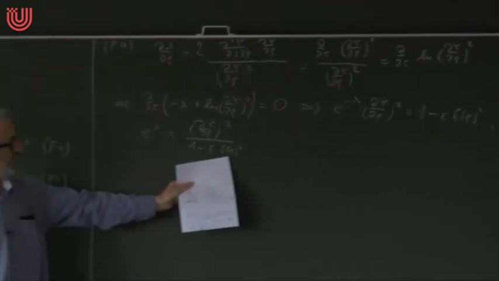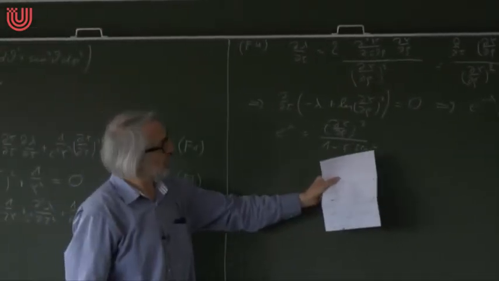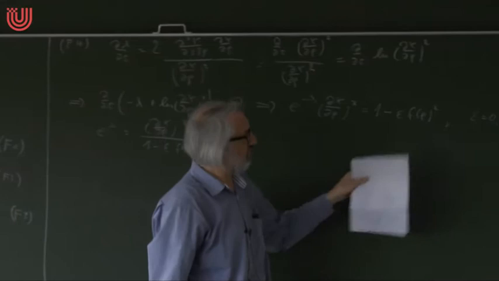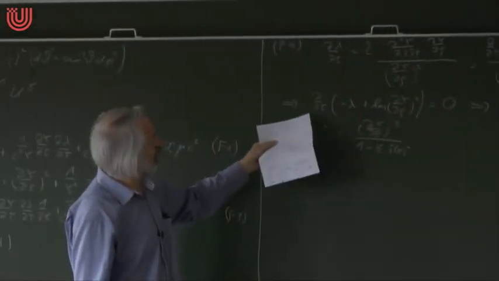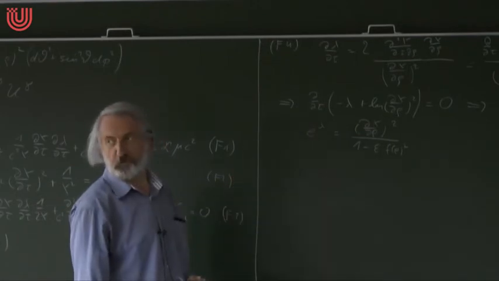It will depend on an integration constant. Yeah, the f of rho comes into the game as an integration constant, in quotation marks. The constant depends on rho because we have just a partial derivative with respect to tau.